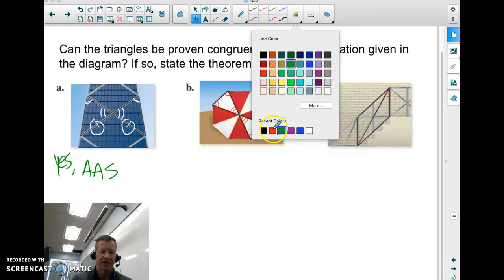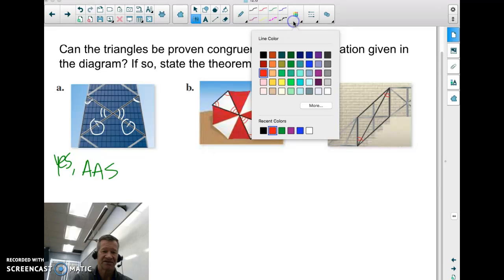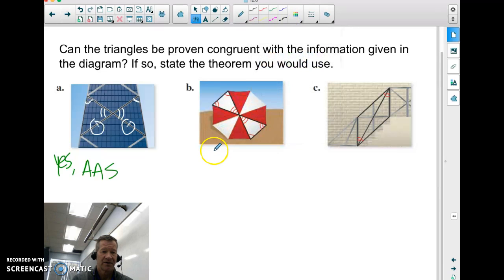So on this one, let me grab red here. You notice I have these three angles congruent to these three. Now, we don't have a theorem called angle angle angle. And there is no way that I know for sure that any of the sides are congruent. It looks like they would be congruent, but I don't know that for sure. So for this one, can they be proven congruent? The answer is no. All right?